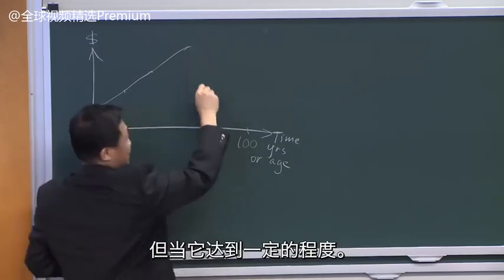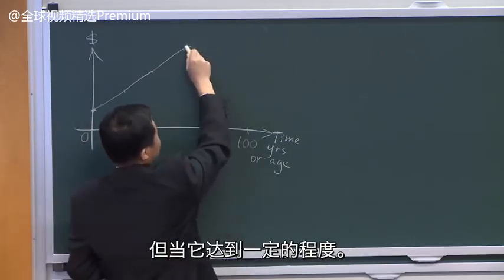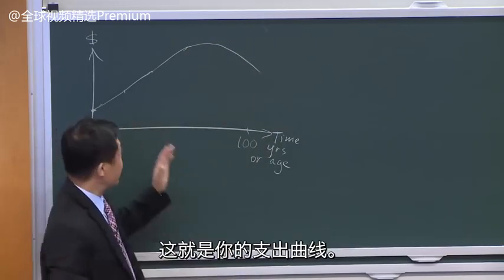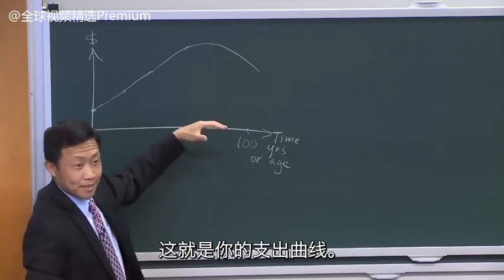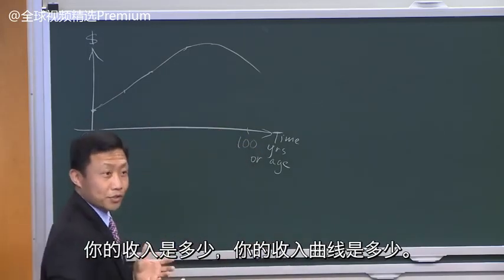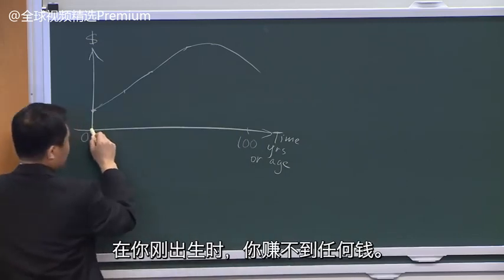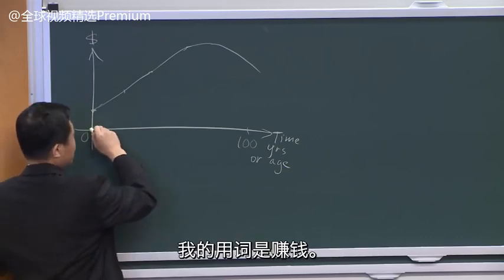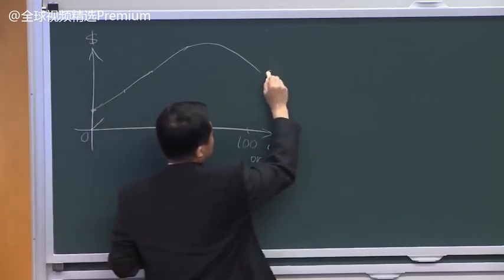So, but it goes to a certain point, it will taper down, right? So you're not going to keep going forever. So that's your spending curve. And the other curve you think about is what's your income? What's your earnings curve? You don't earn anything when you're just born. But you're earning, so this is spending.